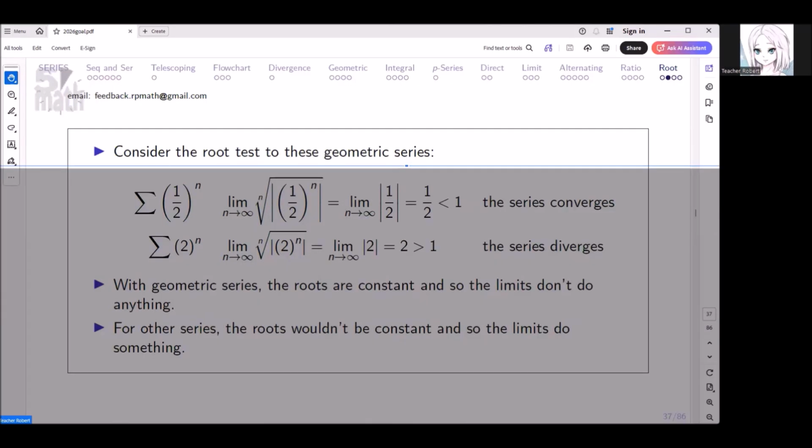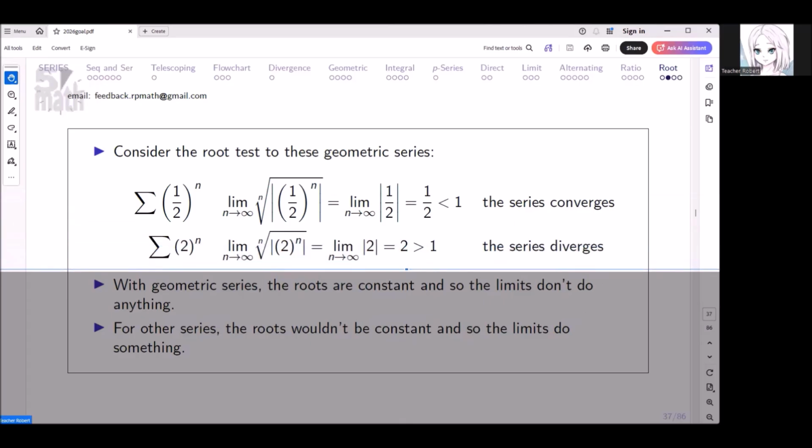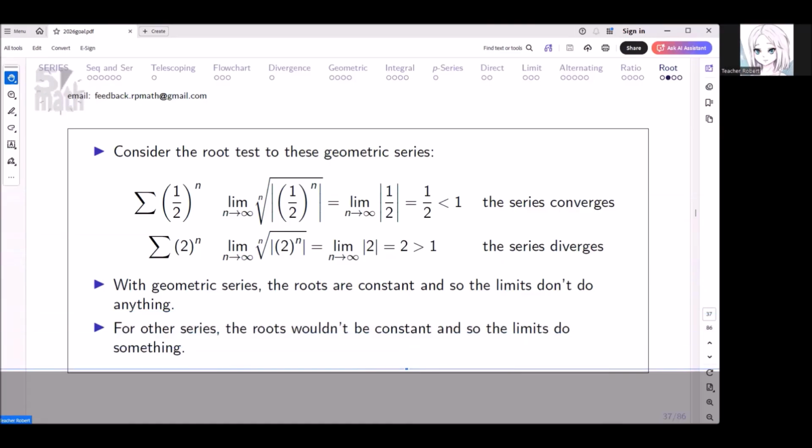Consider the root test applied to these geometric series. Here, the series converges. There, the series diverges. With geometric series, the roots are constant, and so the limits don't do anything. For other series, the roots wouldn't be constant, and so the limits do something.